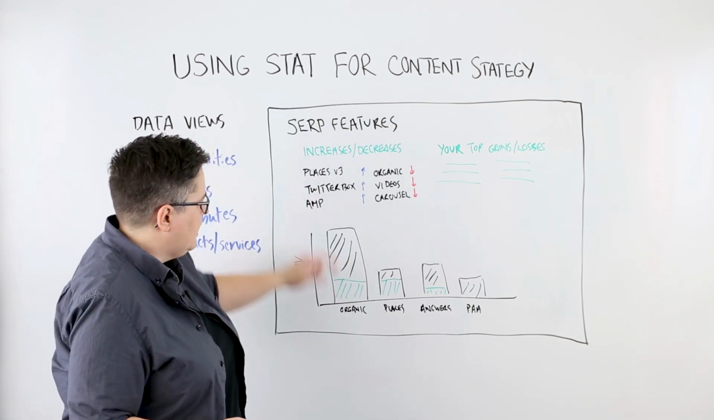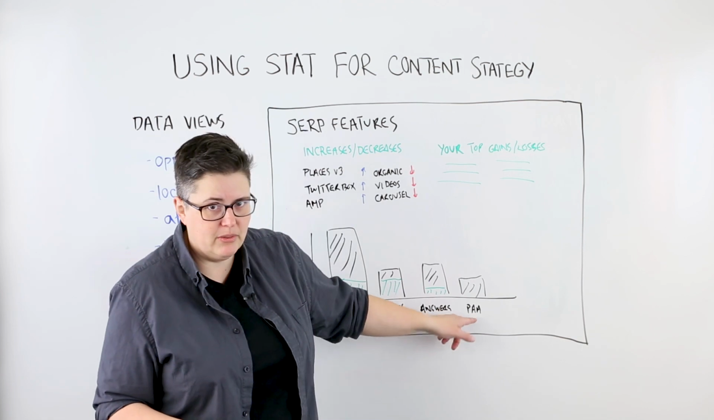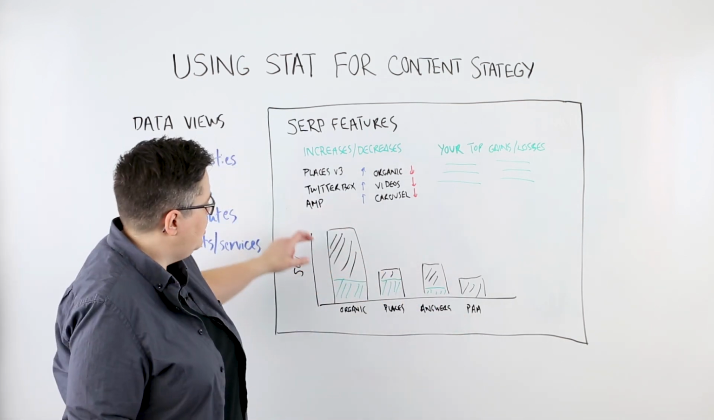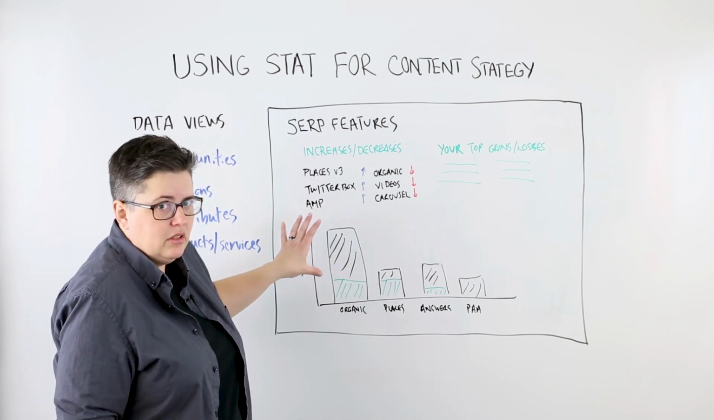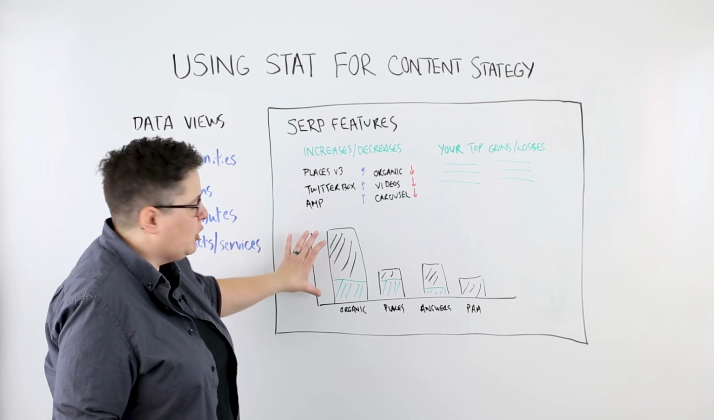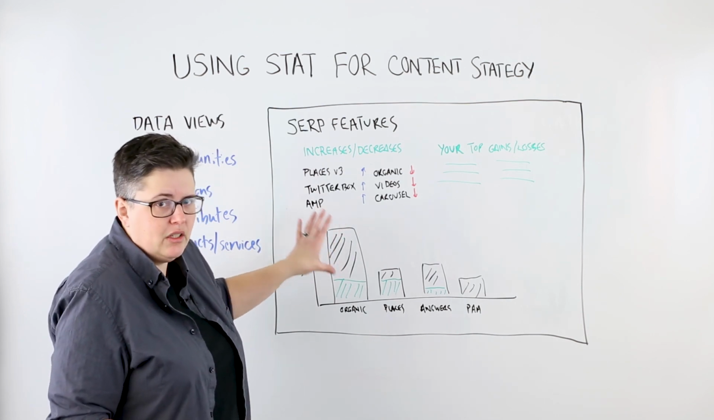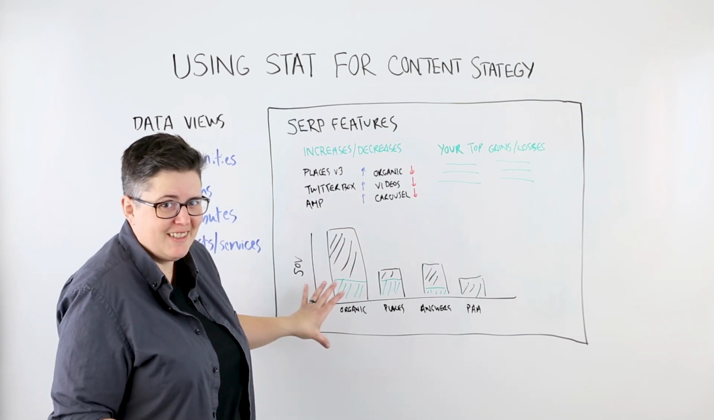And so what I'm looking at here is share of voice, looking at organic, places, answers, and people also ask, for example. What STAT will show you is the percentage of organic, and it's still, for this client, and obviously this is not an accurate chart, but this is vaguely accurate to what I saw in STAT, organic is still a big, beefy part of this client's search results. So let's not panic that it's decreasing. This is really where this context can come in.